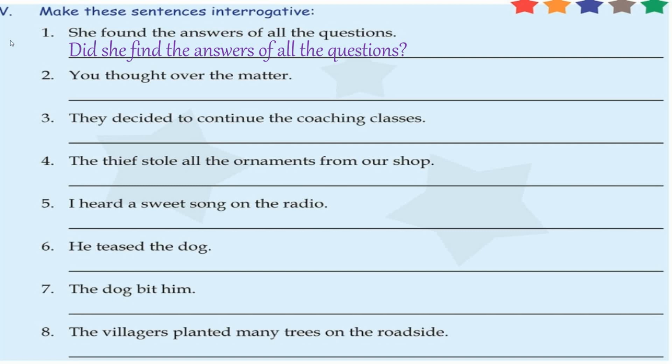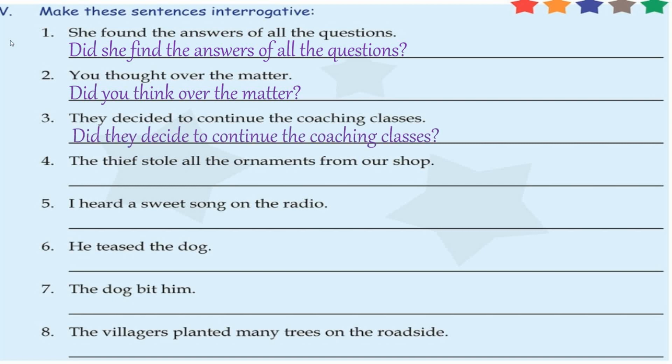Now again, you thought over the matter. So first we have to write did, then subject. Subject is you, and thought will change into think, and then the rest of the sentence. So did you think over the matter, and then question mark. They decided to continue the coaching classes. So what do we have to write? Did they decide to continue the coaching classes?